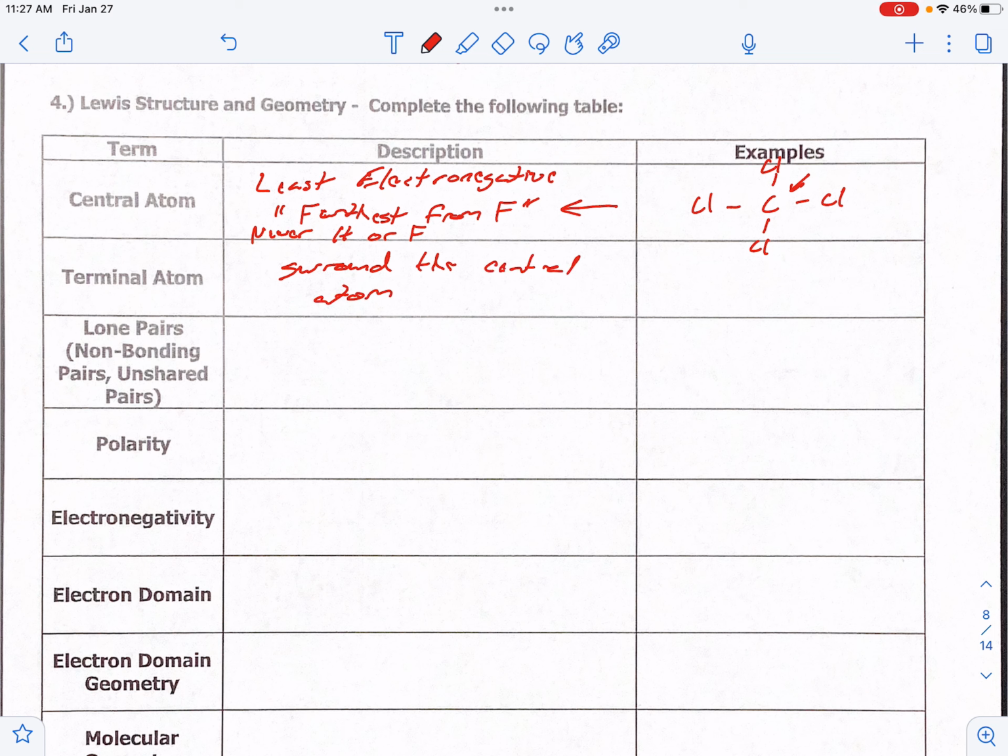So not a whole lot to know there. If I took the same example, this chlorine right here would be a terminal atom. So central would be the center, and terminal is going to be the outer.